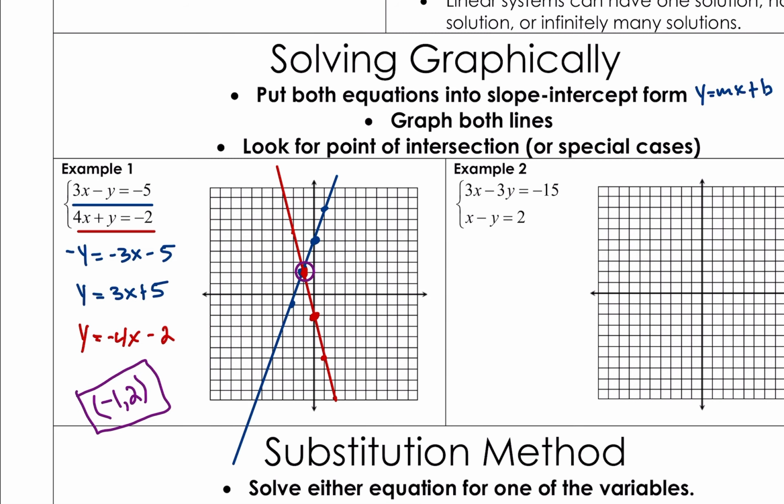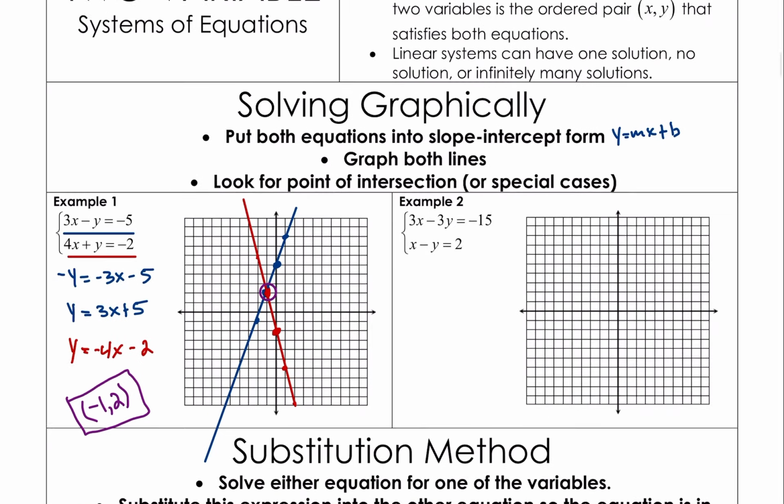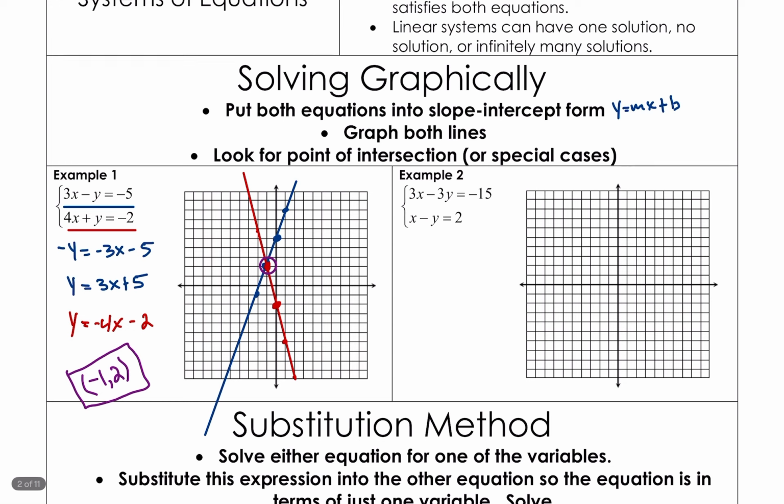Looking at example 2 here, we've got to do the same thing. I've got to put both of these equations in slope-intercept form. This first equation, I'm going to subtract my 3x from both sides. So I'm getting negative 3x minus 15. Then I have to divide everything by negative 3 to get y all by itself. It's going to give me x plus 5.